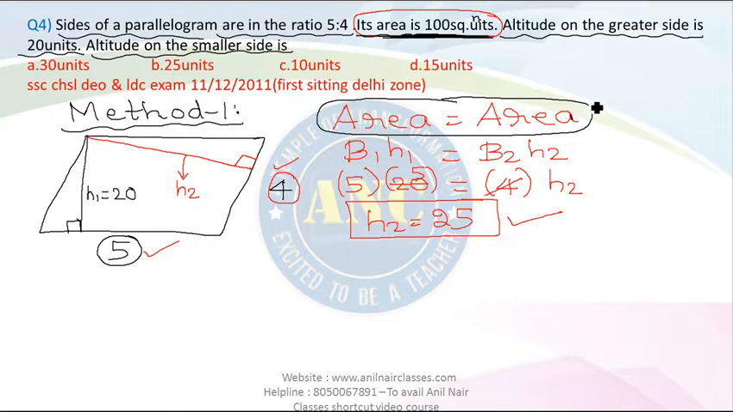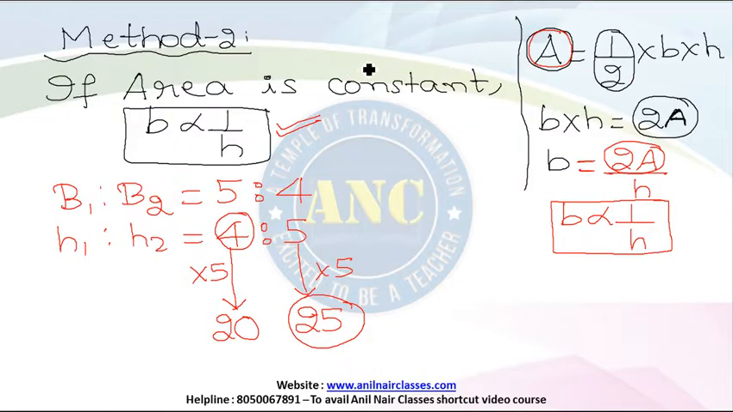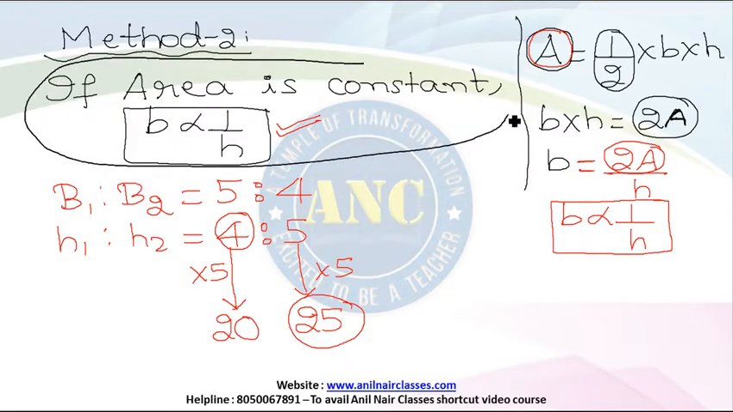So you really do not require all these things that we solved using method one in this case. No need to write all these things, sir. We know that if I drop a perpendicular here and if I drop a perpendicular here, the area of this triangle and the area of this particular triangle are both the same. If the area is constant, base is inversely proportional to height.